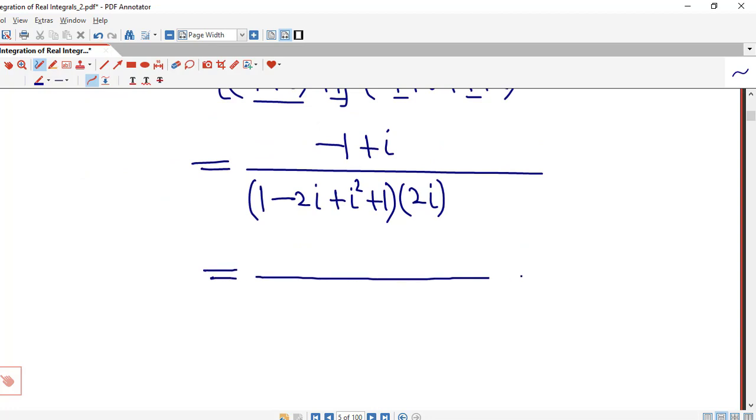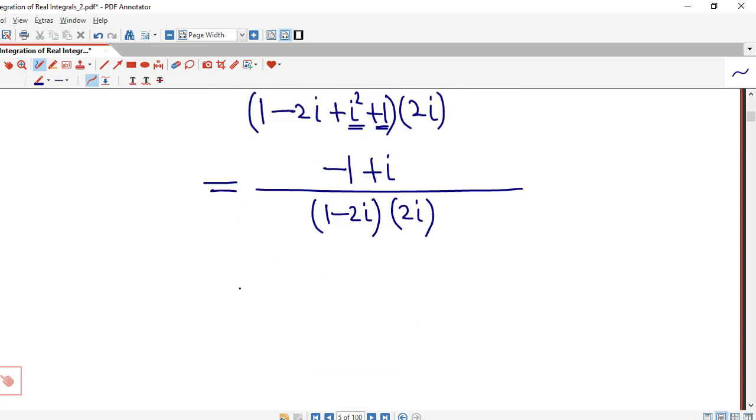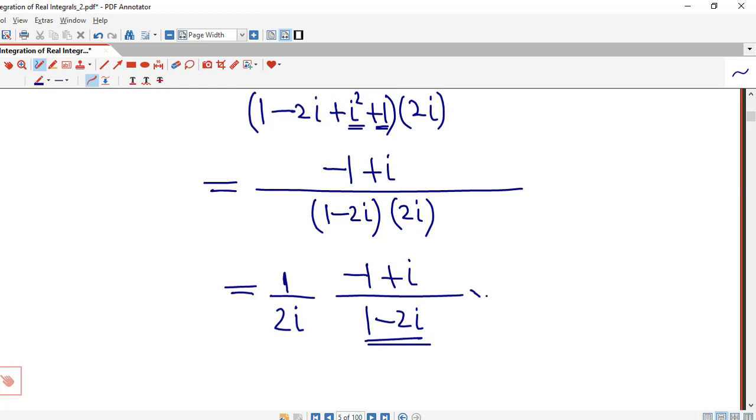Now this is going to be minus 1 plus i. Here i square is minus 1, that will cancel out with this and we are left with 1 minus 2i into 2i. Now we first write 1 over 2i here and here we have minus 1 plus i over 1 minus 2i, and the conjugate of 1 minus 2i is 1 plus 2i. So we multiply and divide by 1 plus 2i.